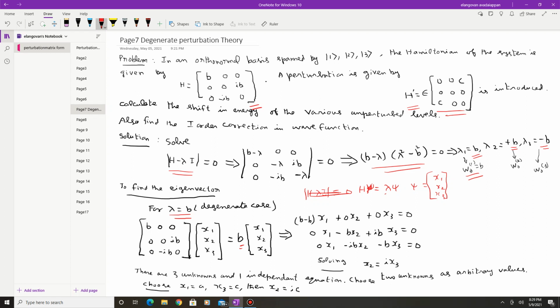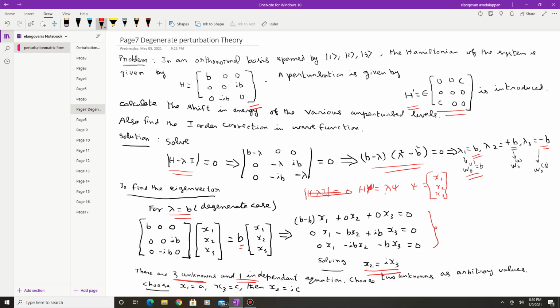Write down: take this row, multiply this column, you will get one equation. Similarly, take the second row, multiply this column vector, you get the second equation. Similarly, take the third row and multiply this column vector, you get the third equation. So you have three equations. Now if you solve these equations, you can find x2 is equal to i x3. So actually there are three equations and three unknowns. From this expression you can see there is only one independent equation. There are three unknowns and one independent equation.